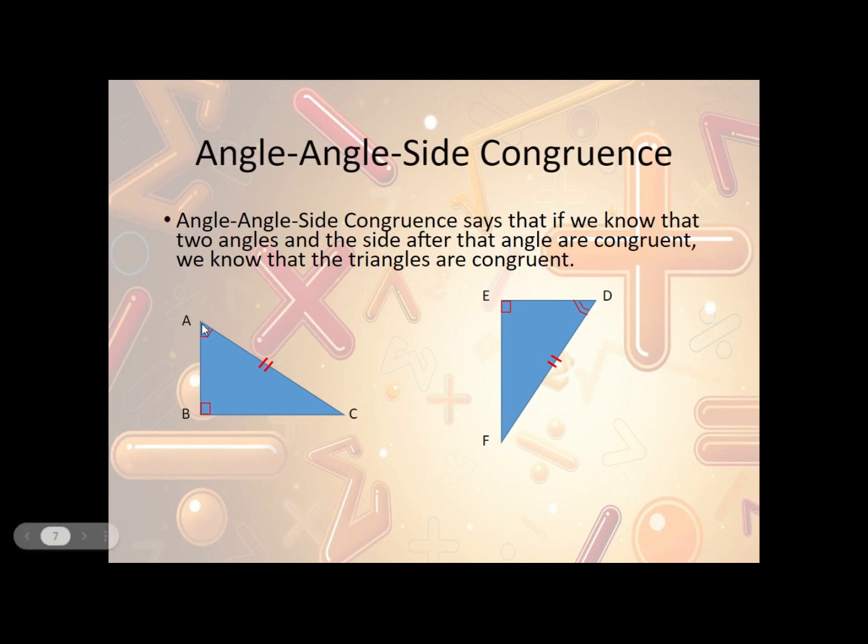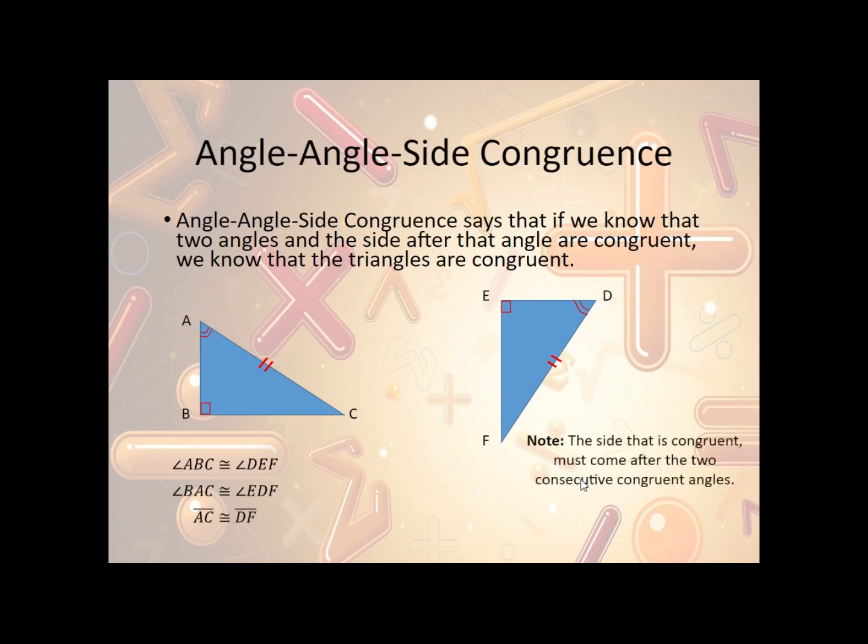So here we have angle ABC is congruent to angle DEF. We have angle BAC is congruent to angle EDF. And we have side AC is congruent to side DF. So we have two angles and the side that comes after them are all congruent. So therefore, we would say the triangles are congruent. Triangle ABC is congruent to triangle DEF using angle-angle-side.